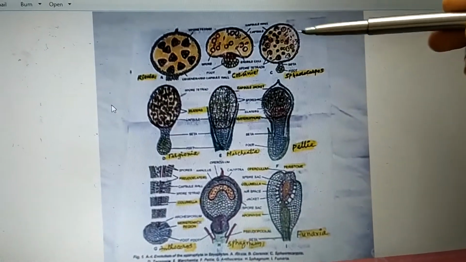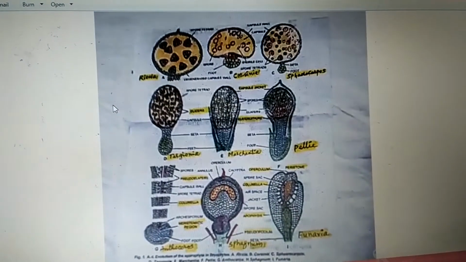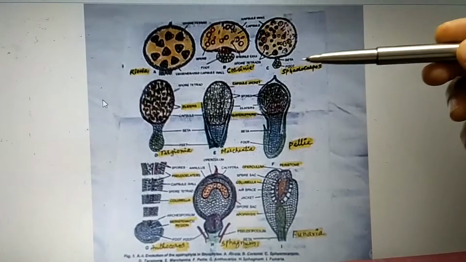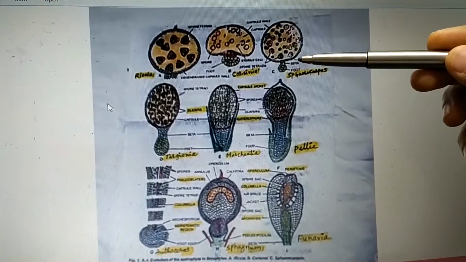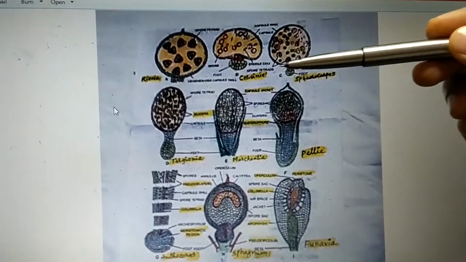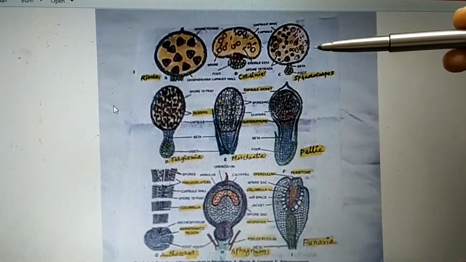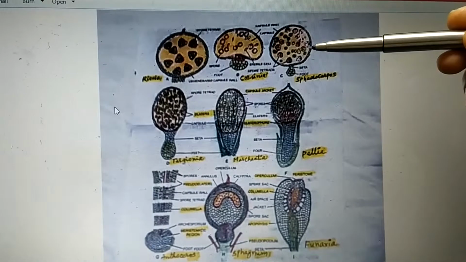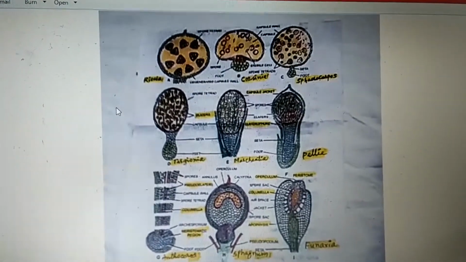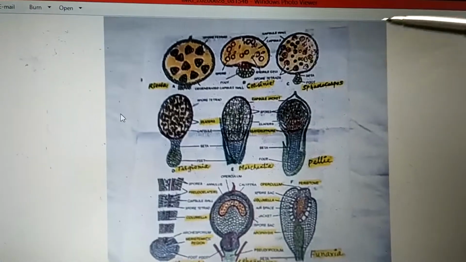Further moving on, this is the sporophyte of Sphaerocarpus. The sporophyte of Sphaerocarpus has a clear foot followed by a small-sized seta and a capsule. The outer wall of the capsule is a one-celled thick layer. Internal to this we have the sporogenous tissue, which is going to undergo meiosis, leading to the formation of haploid spores.